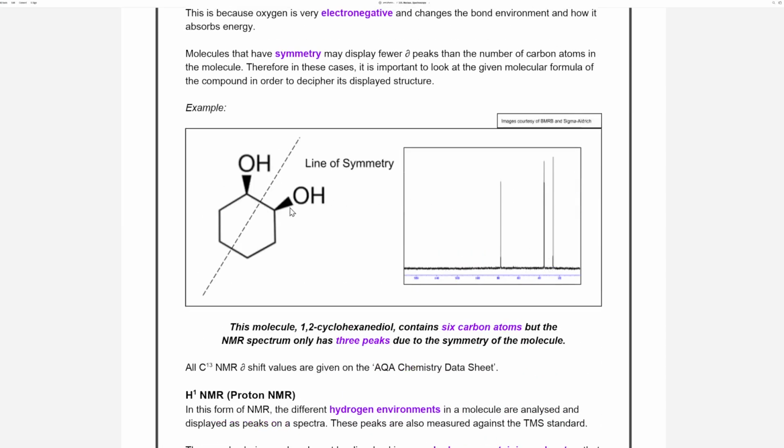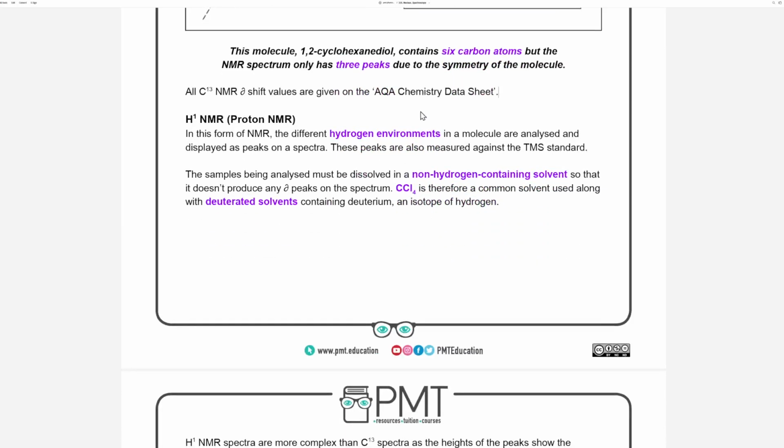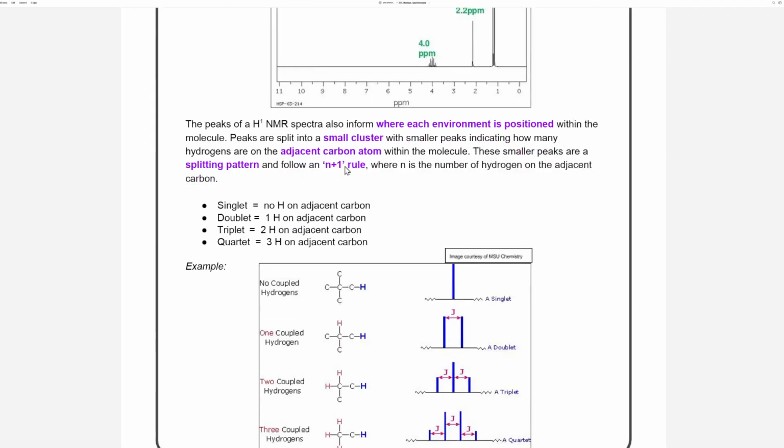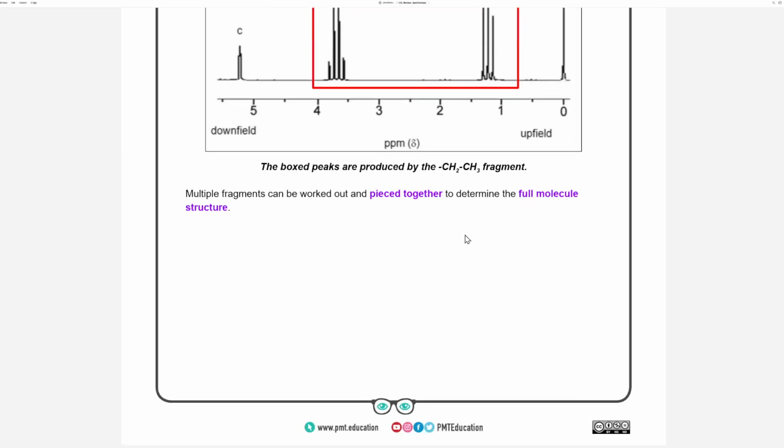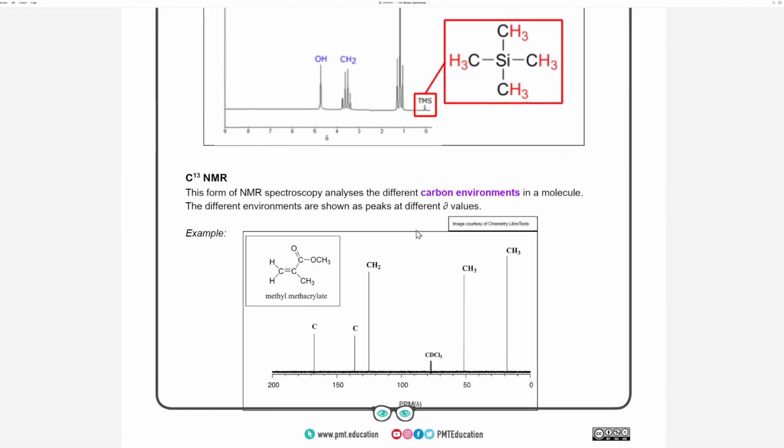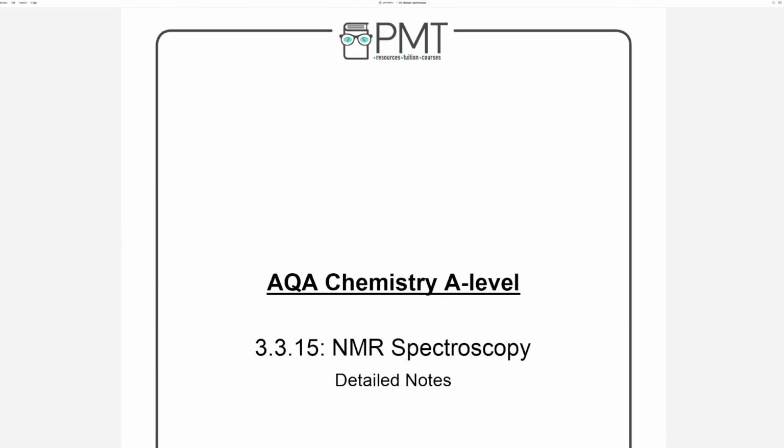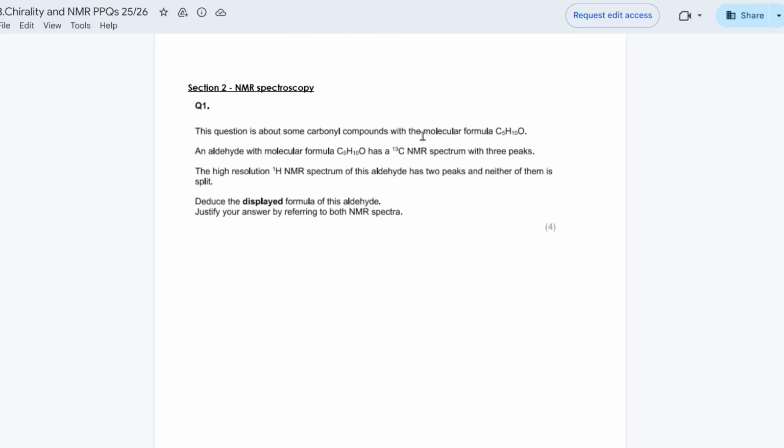So I'm presuming these two are this one, these two are this one, and these two are this one. Makes a lot of sense. 3 environments, 3 peaks. And then it says here the molecule has 6 carbons, but then it has 3 peaks due to the symmetry of the molecule. Okay, pretty simple. And then hydrogen NMR, which is already covered, which seems to be what everything is going over. So thank you, Physics and Maths Tutor. You've covered everything we need to know. So let's start with the question.